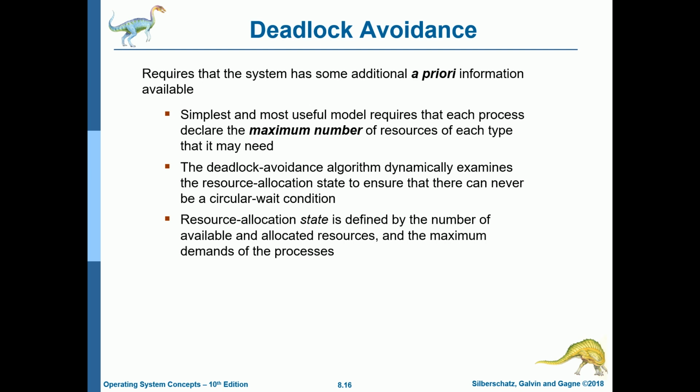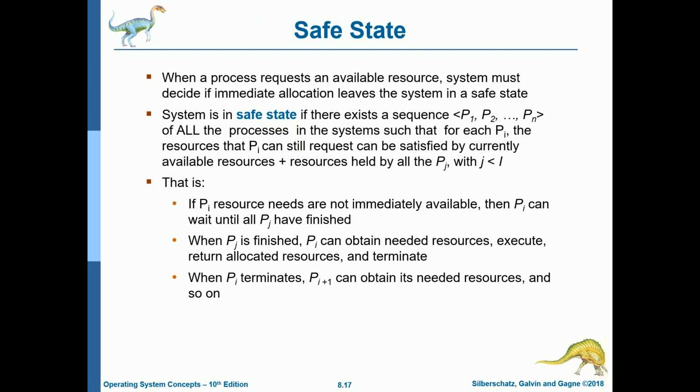A deadlock avoidance algorithm dynamically examines the resource allocation state to ensure that the circular wait condition can never exist. The resource allocation state is defined by the number of available and allocated resources and the maximum demands of the threads. Now we're going to explore two deadlock avoidance algorithms. Before we get to that, we have to establish what is a safe state. We consider a state safe if the system can allocate resources to each thread in some order and still avoid a deadlock. More formally, a system is in a safe state only if there exists a safe sequence.